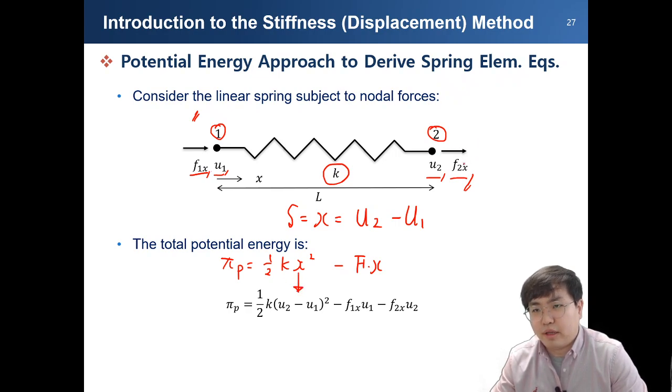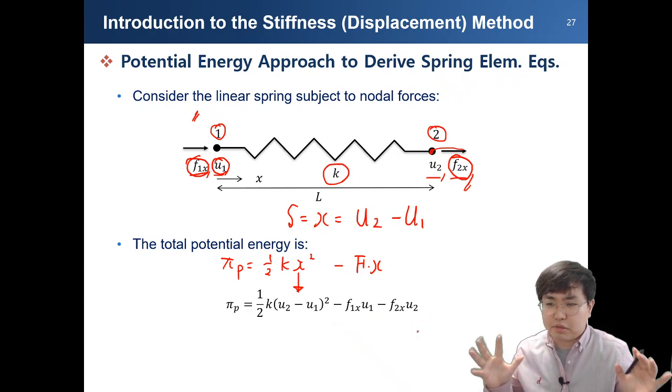Here we have two external forces on the single element. F2x means this force can move through U2, and F1 at the first node can also move through the amount U1 by F1x, so we must add the two external forces separately. So the total potential energy looks like this. This method is very simple if you understand the concepts of energy.